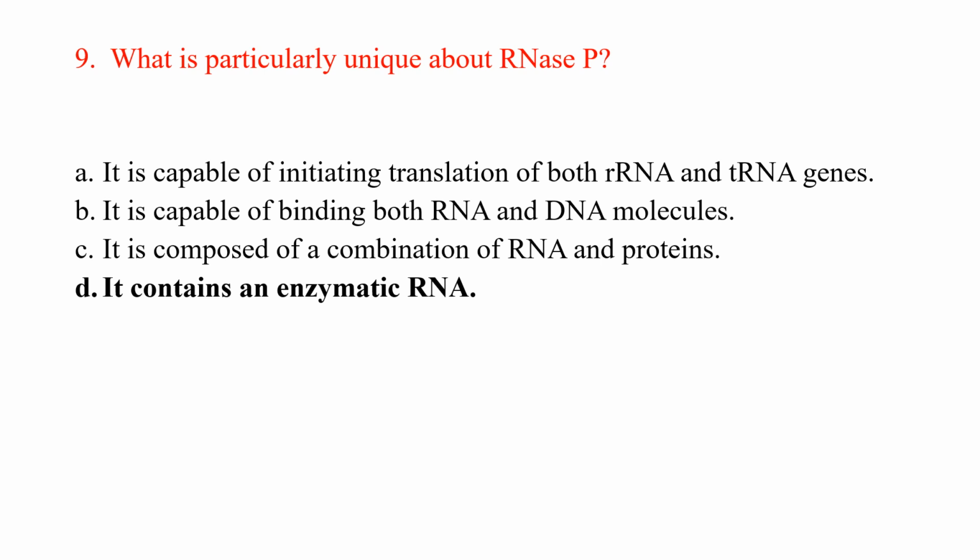Now, the best answer for this particular question is letter D. It contains an enzymatic RNA. So technically, an RNase P is also going to be composed of a combination of RNA and proteins, very similar to, but not exactly the same as, small nuclear RNAs or snoRNPs. But the most unique composition for RNase P is that it contains an enzymatic RNA. In fact, it's a textbook example of enzymatic RNA. Letters A and B simply are not functions of RNase P. So in this one, if I was grading this, I think it would take either letter C or D as an appropriate answer.